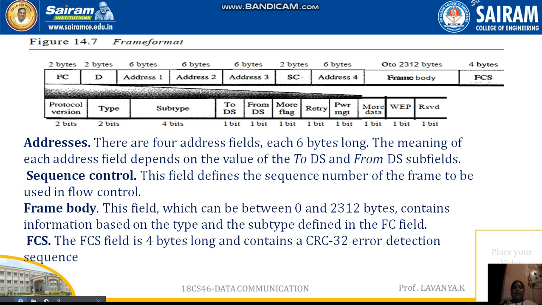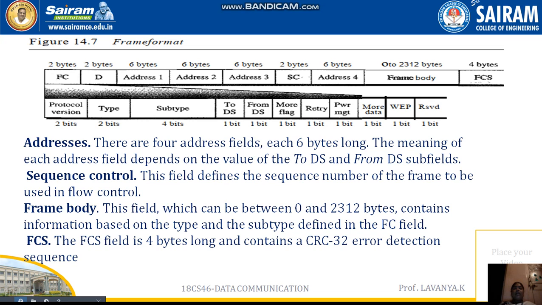Then what is the frame body? The frame body contains a range between 0 to 2312 bytes. That much information, or that much data, it is going to store in that particular frame body.